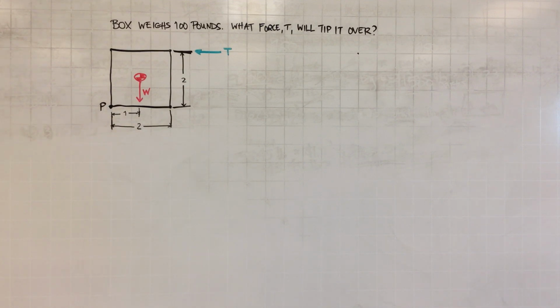That's kind of my rotation point, my fulcrum, if you want to think about it that way. We're going to assume that the box does not slide. So here's how we look at this problem. This is really a simple machines problem. It's a levers problem if you want to think about it that way.